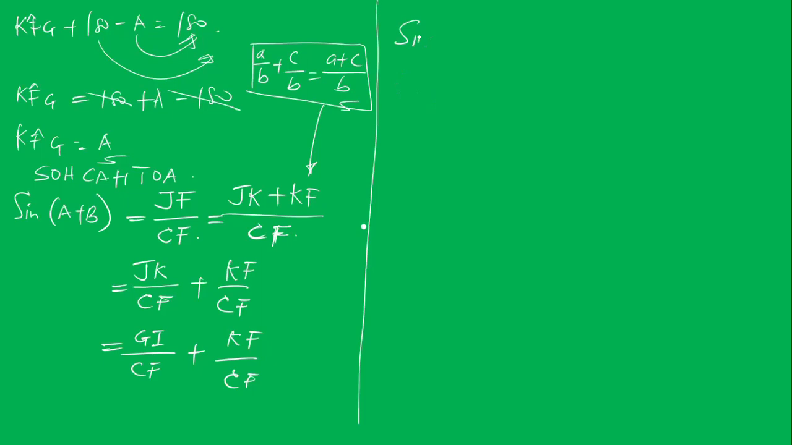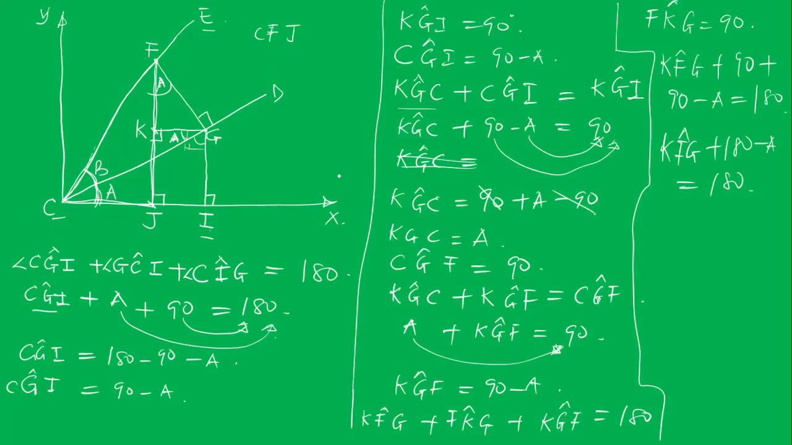Now let's write sine A plus B will now be equal to, if you look at it critically again, we have this. And we also have KF. KF is working on this triangle.